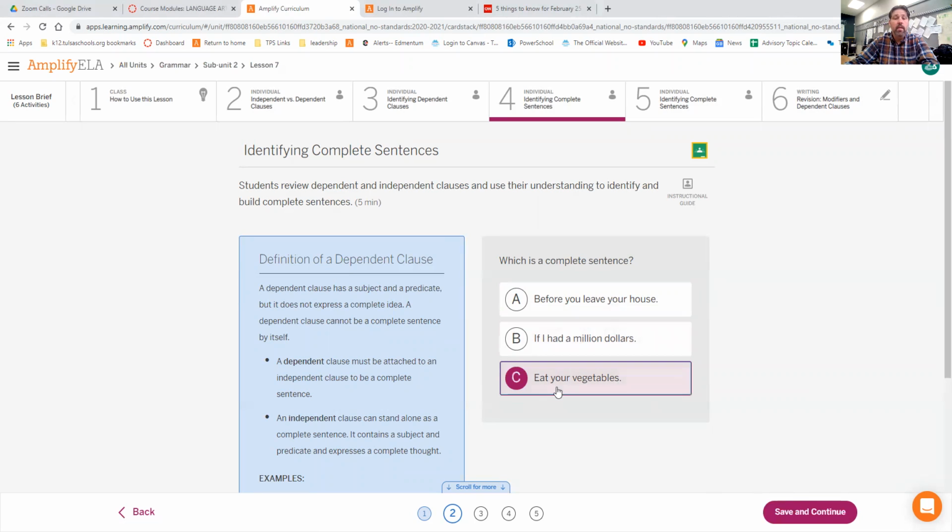"Eat your vegetables." Now, this is a tricky one. "Eat your vegetables" is a directive, an imperative. It is a command. I'm telling you, eat your vegetables. You are the implied subject, but "eat your vegetables" is a complete sentence.